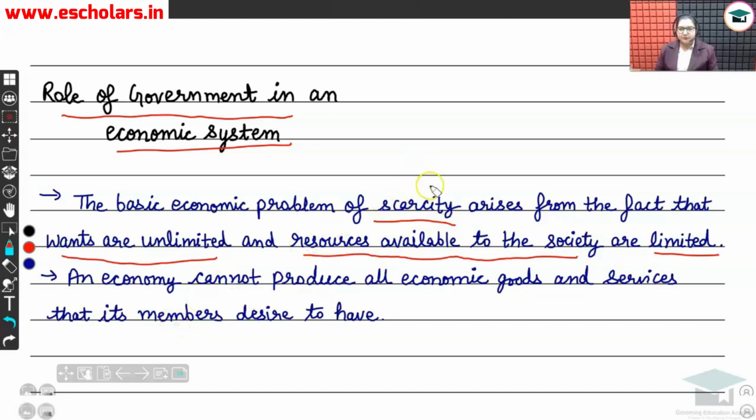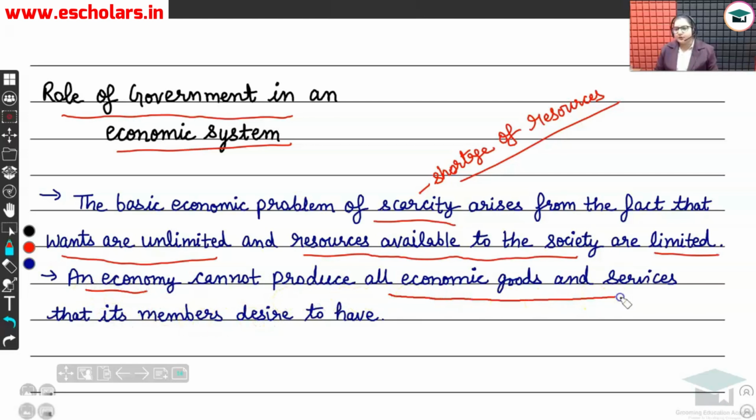Scarcity of resources means the shortage of resources, right? That is, the supply of resources is less than the demand for the resources. Due to the shortage of resources, or you can say the scarcity of resources, an economy cannot produce all the goods and services that its members desire to have.